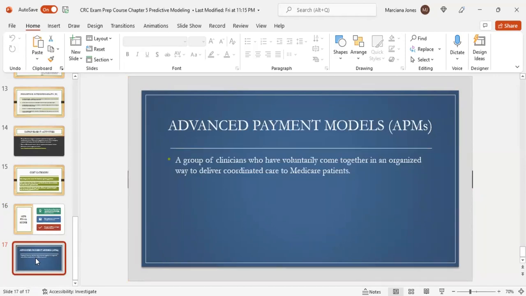Advanced payment models just is a group of clinicians who have voluntarily come together in an organized way to deliver coordinated care to Medicare patients. Let's say there's a cardiologist in the group, a urologist in the group, a reproductive specialist in the group. All of those clinicians come together in an organized way to coordinate the care that's needed for this patient. So here we are, we've wrapped up chapter 5, which is predictive modeling.